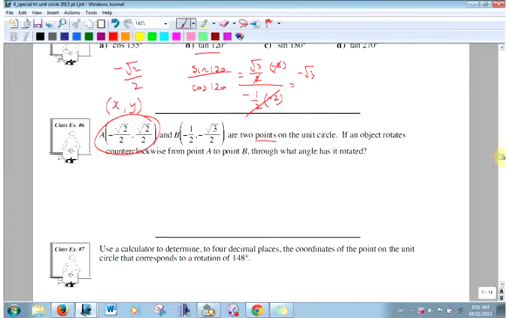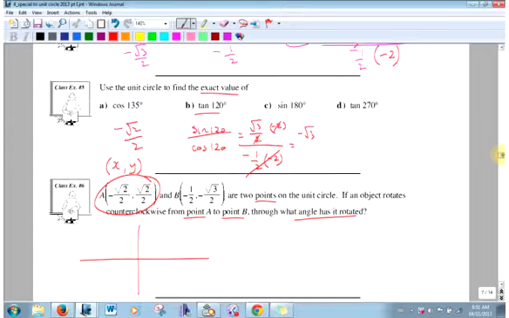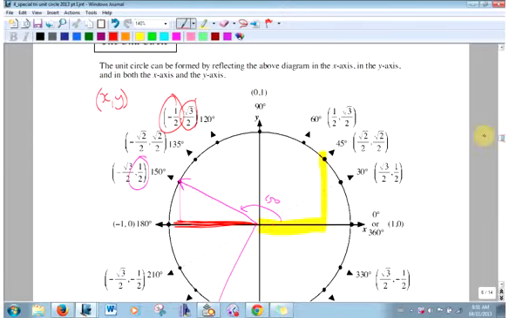Let's read the question. If an object rotates from point A to point B, how many degrees has it rotated? How many degrees is that if it goes counterclockwise? Well, what is this point? Where is it? Let's have a look. Where do we have negative, positive? What quadrant would I be looking in? Yeah. And where is it? Oh, there it is. That's 135 degrees. That's where point A is, at 135 degrees.